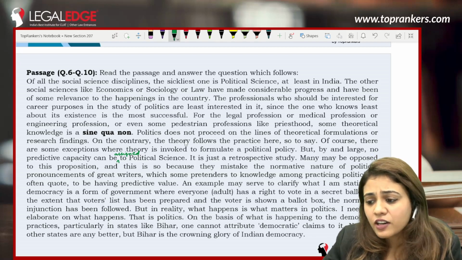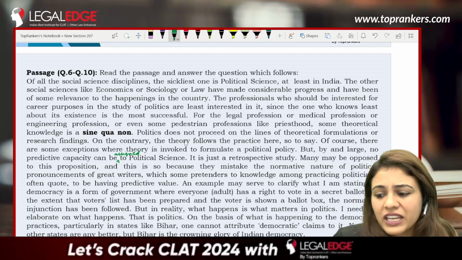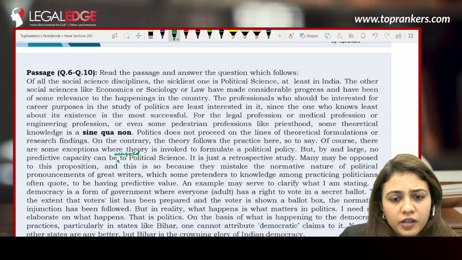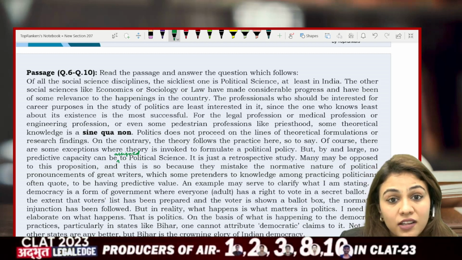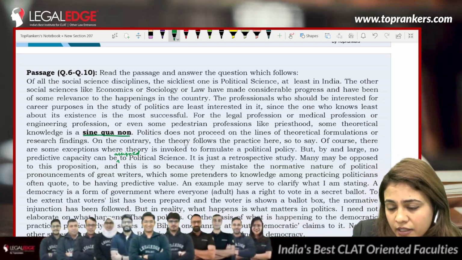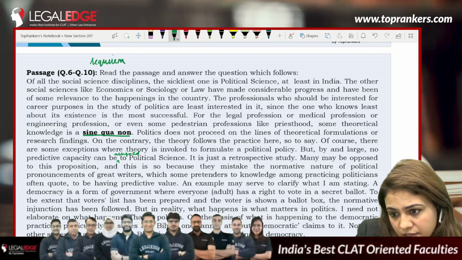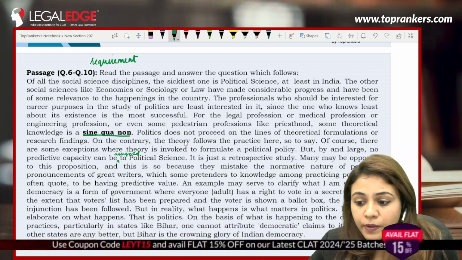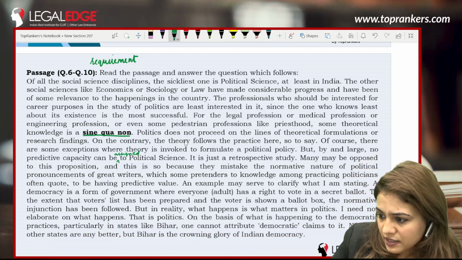Then we can see here for the legal profession, if you were to become a lawyer, if you were to become a doctor, even if you just pick some pedestrian profession, that means some ordinary profession like priesthood, तब भी आपको कुछ ना कुछ theoretical knowledge होना जरूरी है. It is a sine qua non. Sine qua non basically means it's a requirement. सभी को ही थियोरी का कुछ ना कुछ conceptual clarity एक important aspect है. But politics does not really proceed on these lines.